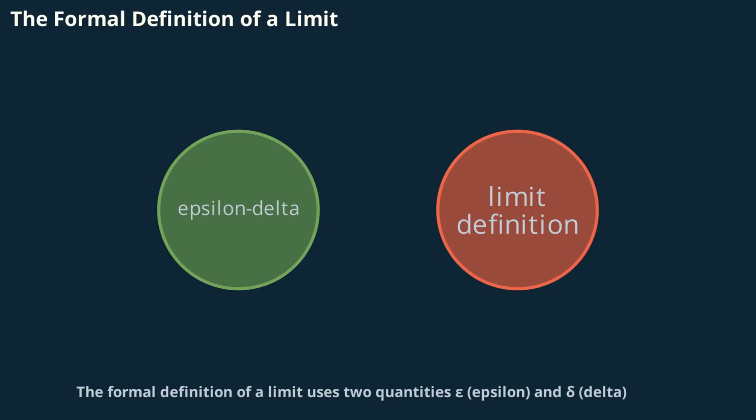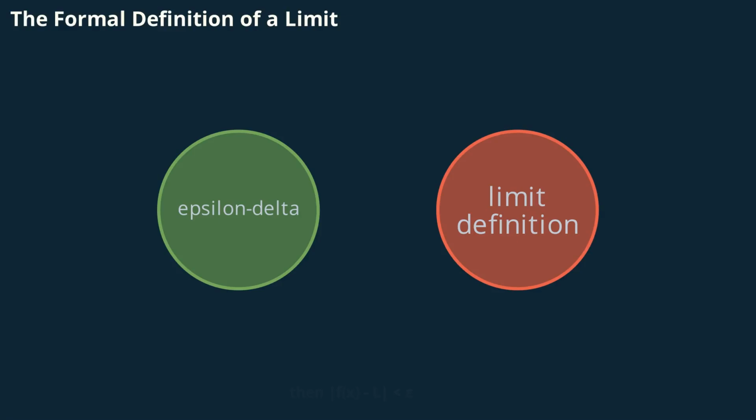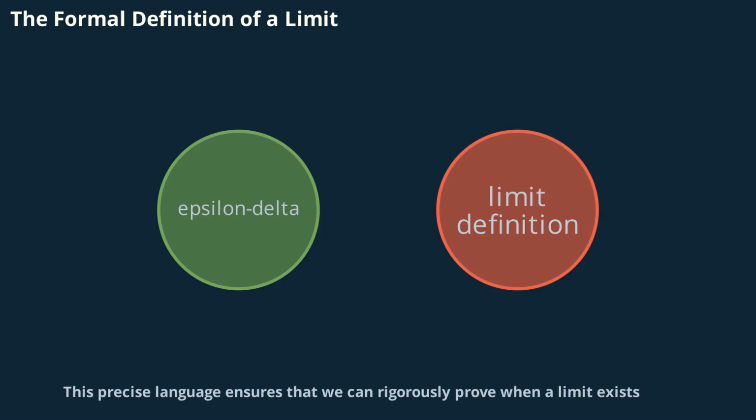Formal definition of a limit uses two quantities, epsilon and delta. For every epsilon > 0 there exists a delta > 0 such that if 0 < |x − a| < delta then |f(x) − L| < epsilon. This precise language ensures that we can rigorously prove when a limit exists. It's a cornerstone of mathematical analysis and underpins much of calculus.